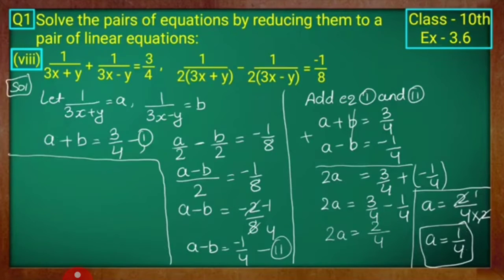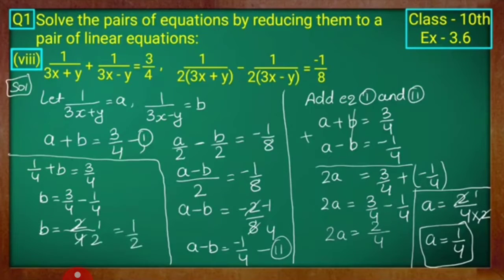Okay. Now we are going to find the value of b by putting the value of a is equal to 1 upon 4 in equation number 1. So equation number 1 is a plus b is equal to 3 upon 4. So it would be 1 upon 4 plus b is equal to 3 upon 4. So b is equal to 3 minus 1 upon 4, means 2 upon 4, can be reduced. So b is equal to 1 upon 2. We have a is equal to 1 upon 4 and b is equal to 1 upon 2.